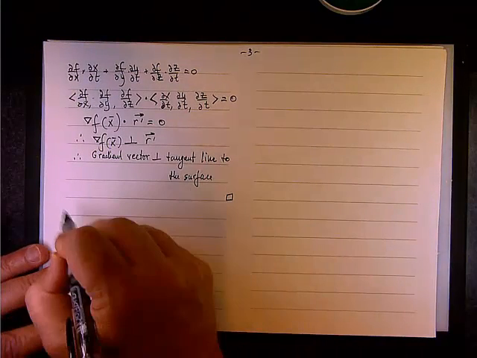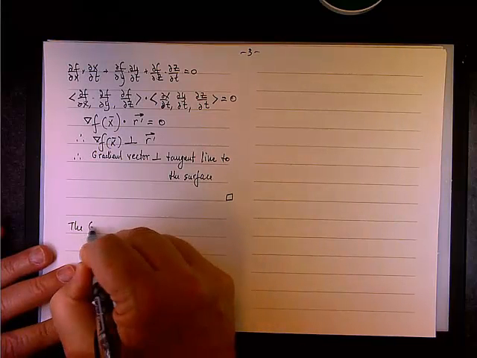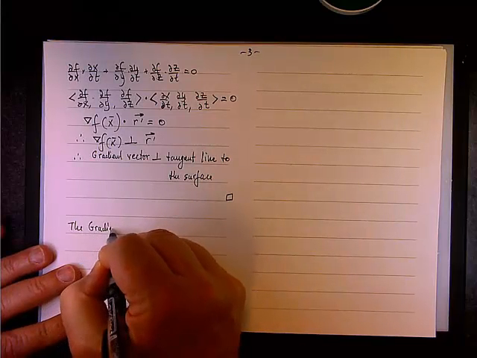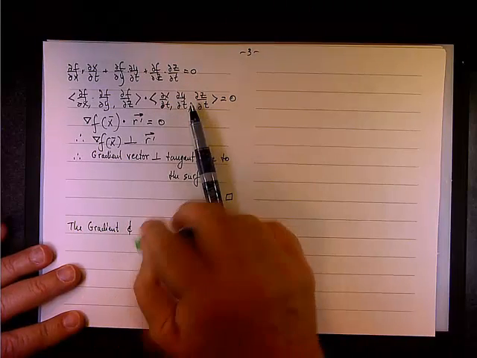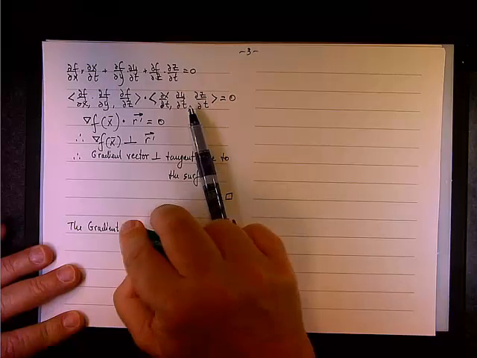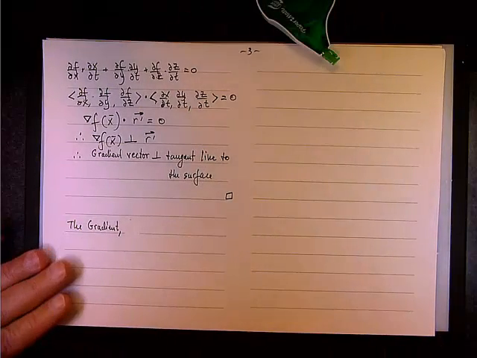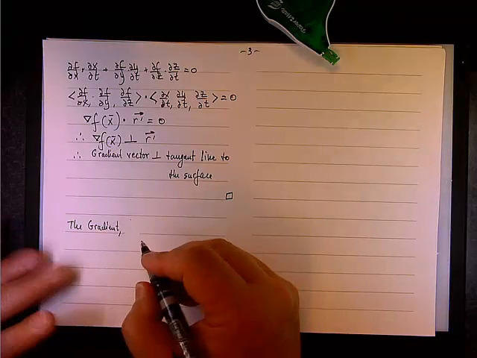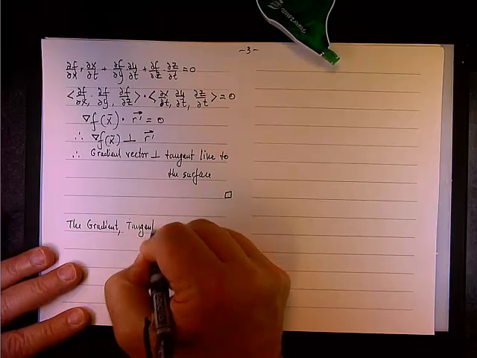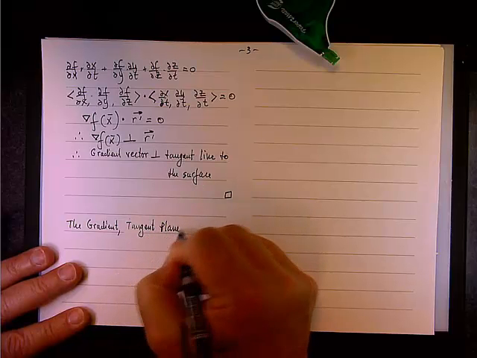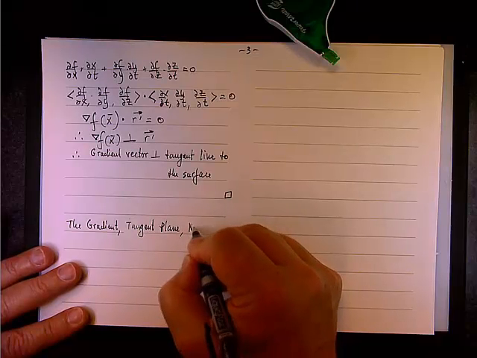So, the gradient, and actually 3 subtopics here. Gradient, again, by gradient I mean gradient vector or tangent plane, normal line.